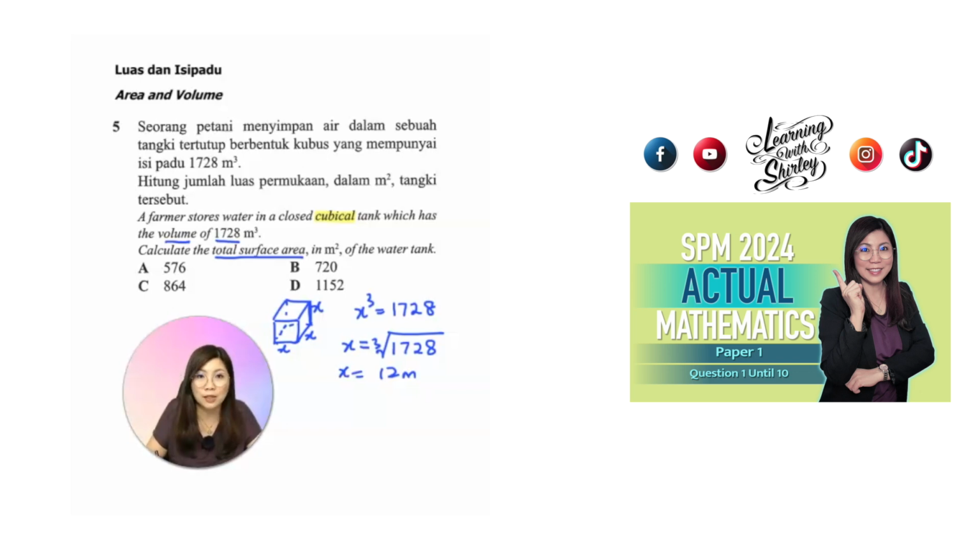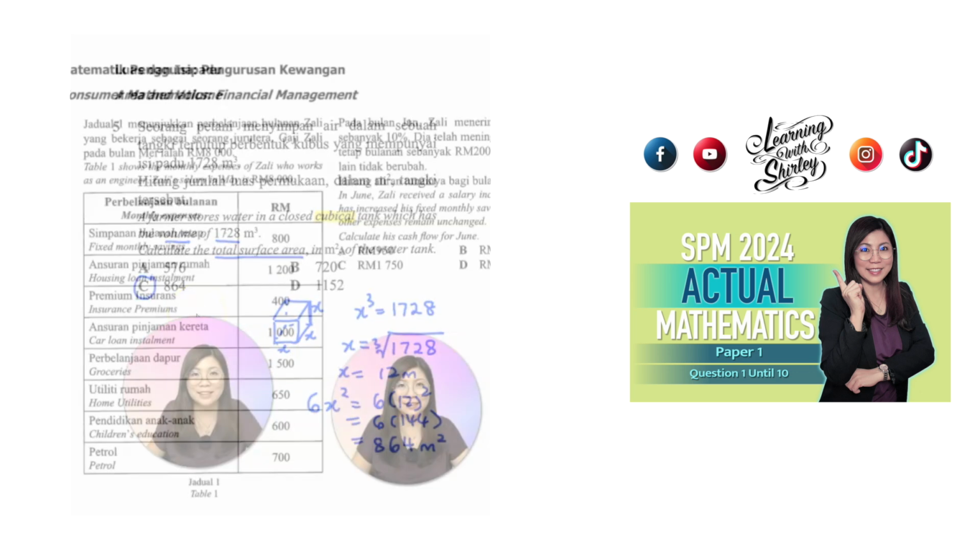So in order to find the total surface area, we have to multiply by 6, because there are 6 surfaces and each surface is x squared, length times breadth, okay? So we're going to substitute 12 into the x. So 6 times 12 squared. 12 squared is 144. So when you multiply them together, let's calculate. 144 times 6, we get 864. So 864 meter square. And the answer is C.